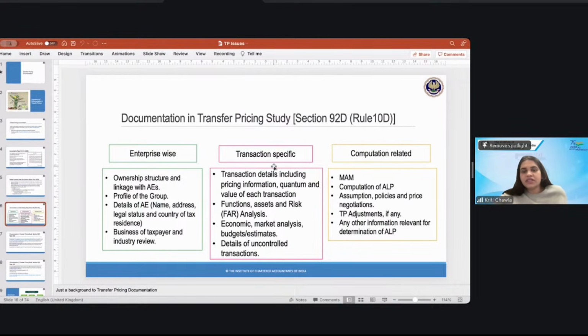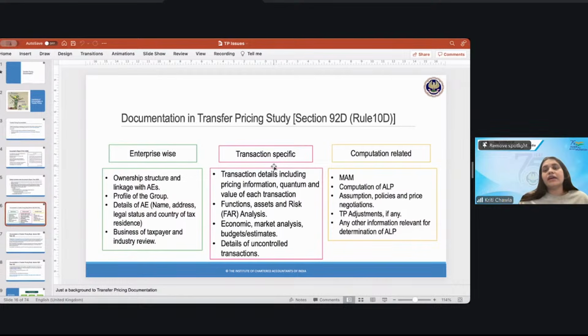Then there will be transaction specific details. So this is where we will talk about what is the first transaction that has happened. So if there are multiple transactions, we'll create different sections out there. The first section will be the first transaction. What is the transaction? What is the AE with which the transaction has actually happened? Which is the tested party? Now that you're using, let's say, a TNMM method, etc. What is the tested party? What is the method that you're actually using, the most appropriate method?